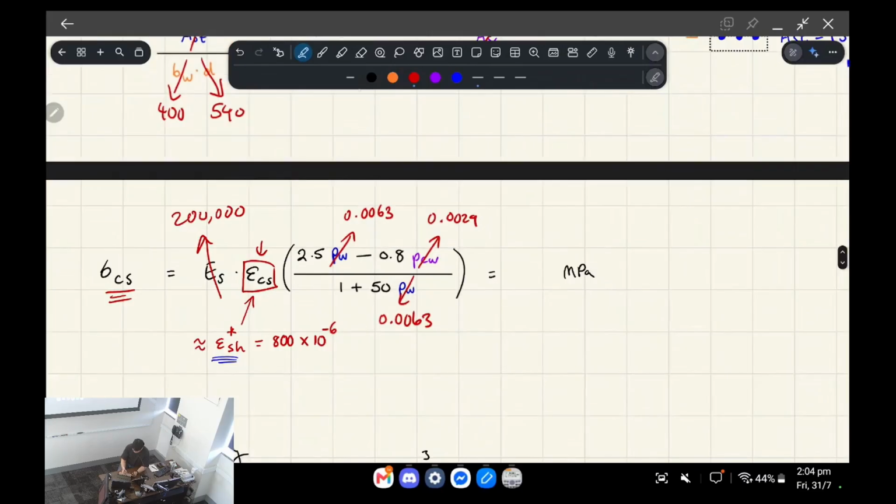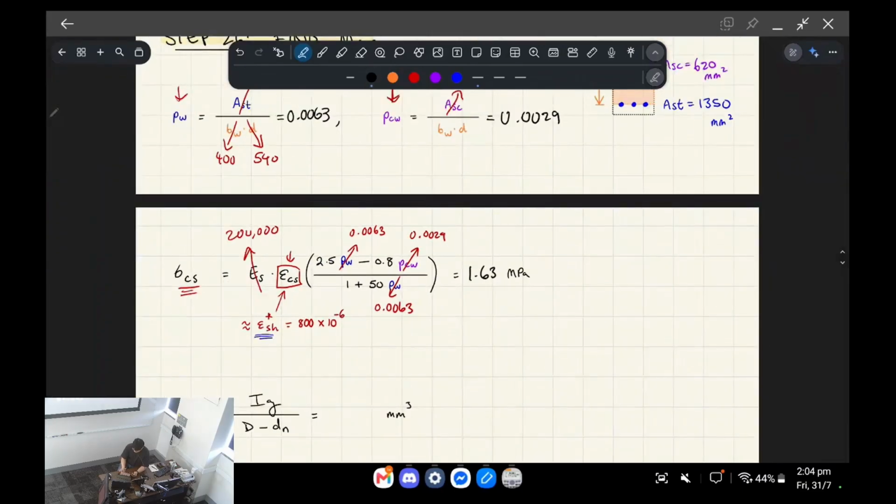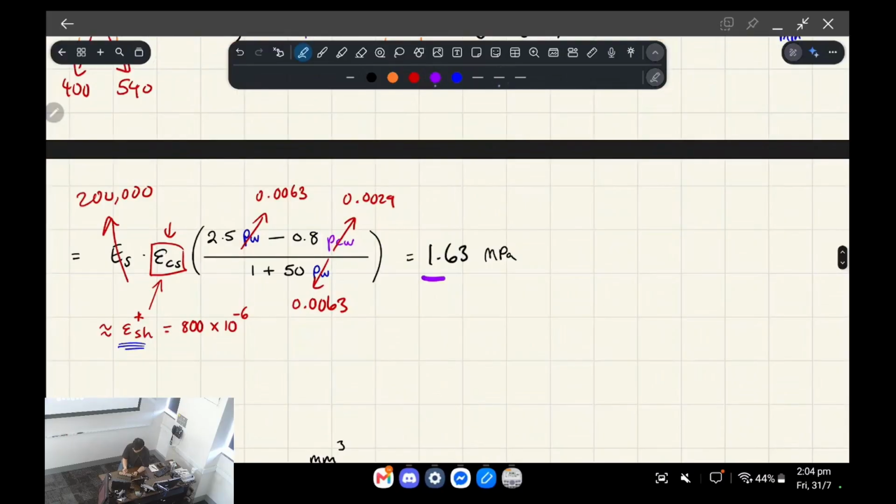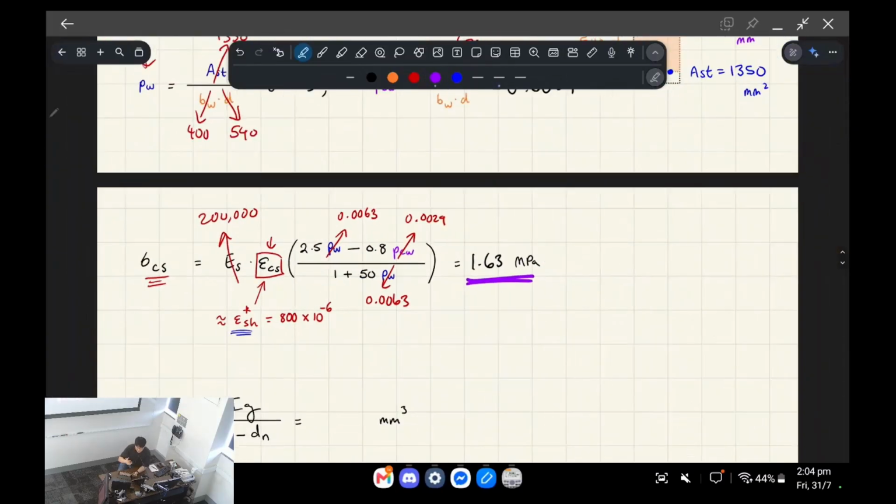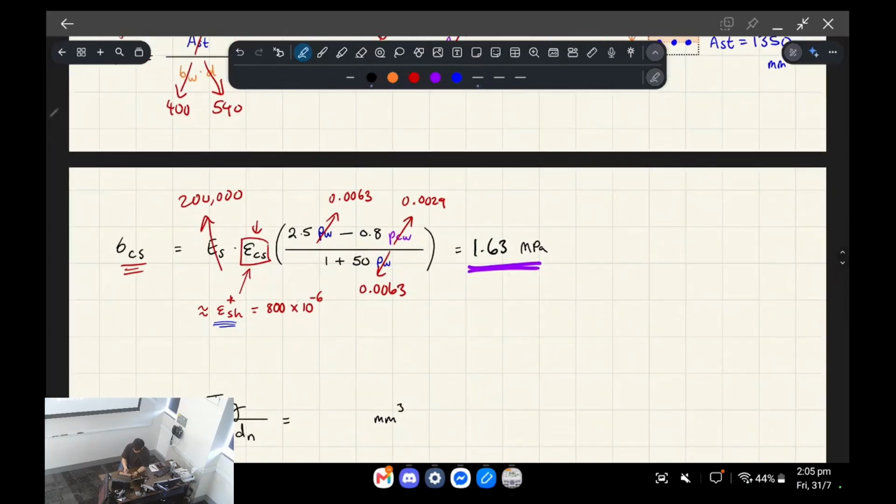Then you get this value, 1.63 MPa, and you should be getting a number in the ballpark of 1 to 2 MPa. If you're getting something way lower or way higher, you need to check your units. For example, if you didn't do 10 to the minus 6, you might get like 1 million MPa or something crazy like that, okay?